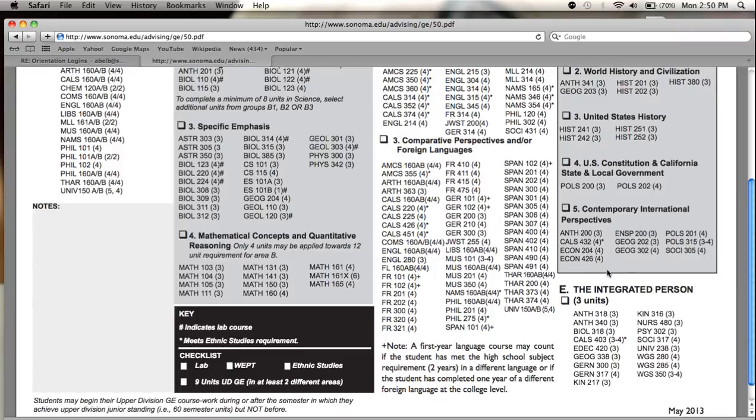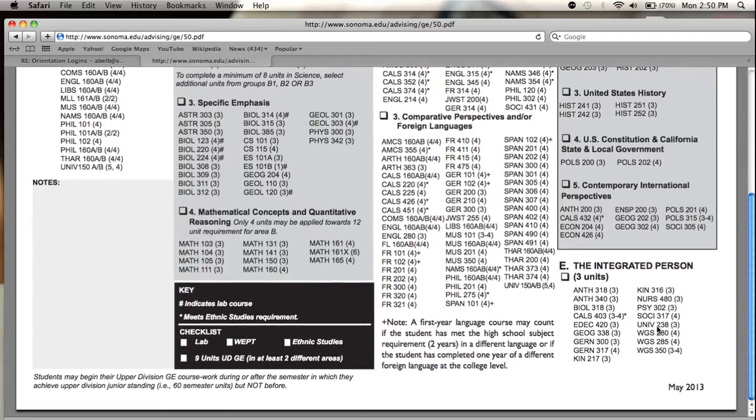And Category E, the Integrated Person, this is a fun category in my opinion. This category has a variety of different courses, and one thing I haven't gone over yet is the difference between upper division and lower division units. Upper division courses are 300 or 400 level classes. So you can see in the E category, there are a lot of 300 level or 400 level courses, and that's for upper division students only.